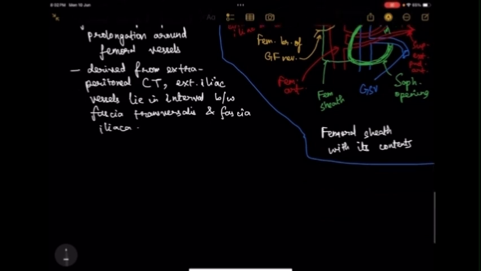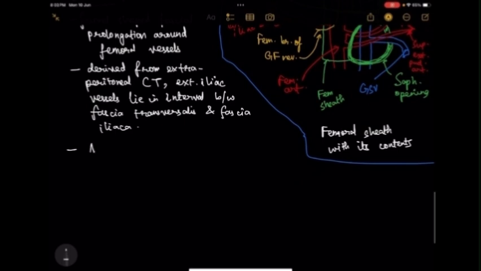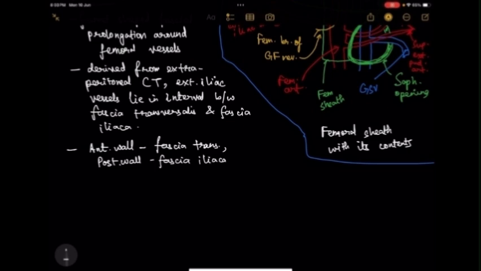So fossa transversalis basically forms the anterior portion, and fossa iliaca forms the posterior part. Just as we mentioned, the anterior wall is derived from fossa transversalis and the posterior wall from fossa iliaca. So now I wish I could put it in the chart.